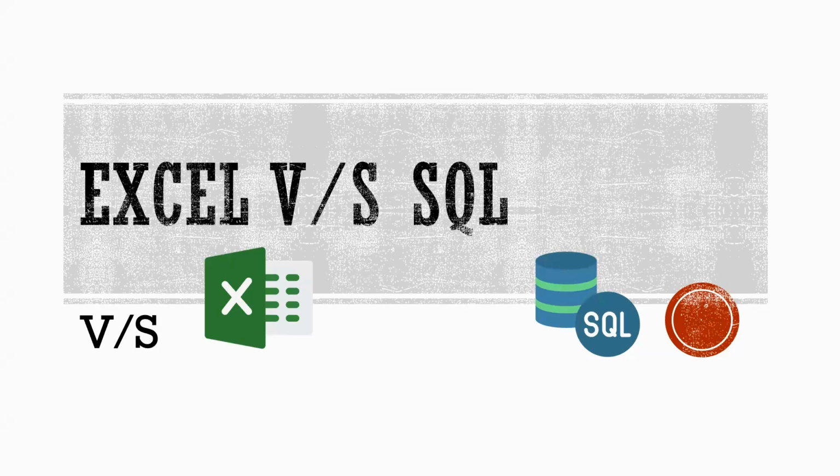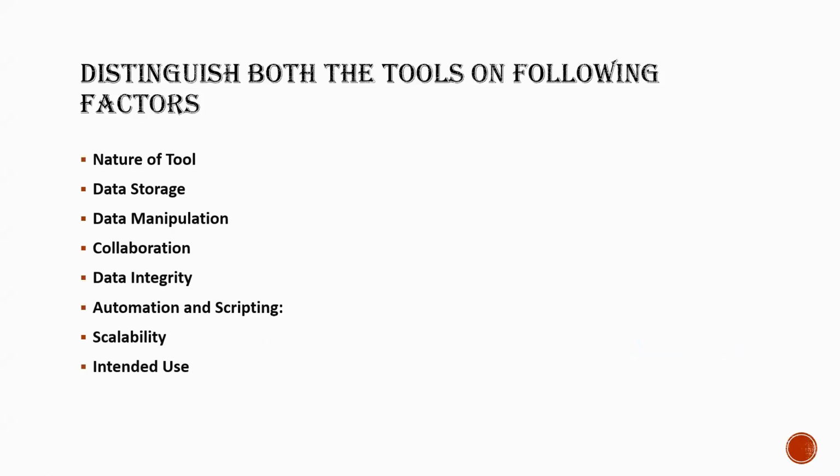As we already know, both the tools, Microsoft Excel and SQL, structured query language, are used for data analytics. Let's start with how they are different from each other. We will distinguish both the tools on the following factors: nature of tools, data storage, data manipulation, collaboration, data integrity, automation and scripting, scalability, and internet use. We will see each topic one by one.